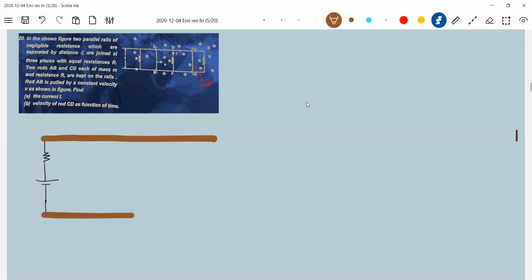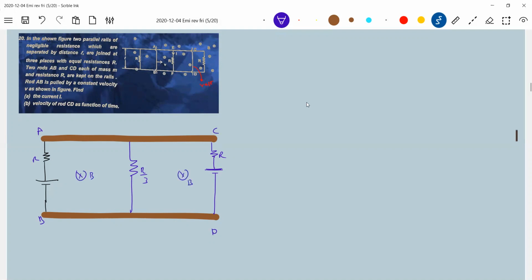I'll make the problem in this way, so that it'll be easy for you. Even the other rod will also start moving. Now, why it will start moving is what we have to explain. The three resistors I'll replace with a resistance 3R, so R by 3, as they are parallel. This is the rod AB, this is the rod CD. I think this will be sufficient, and everywhere the magnetic field is into the plane. Let me simplify the problem like this.